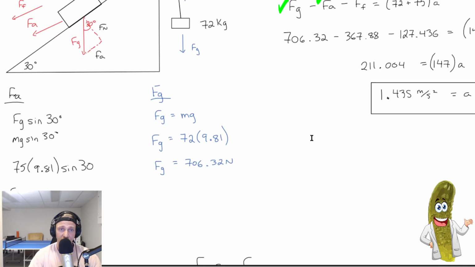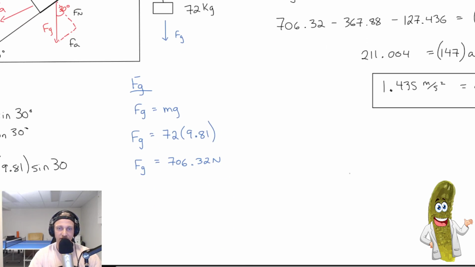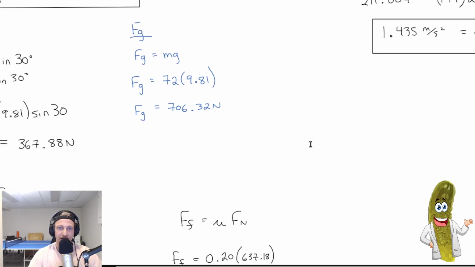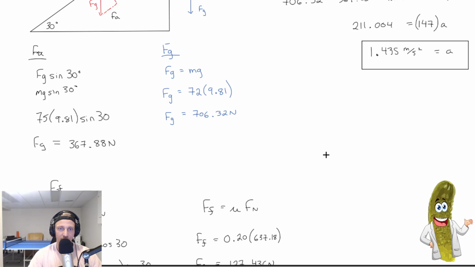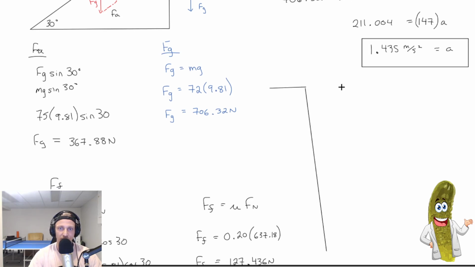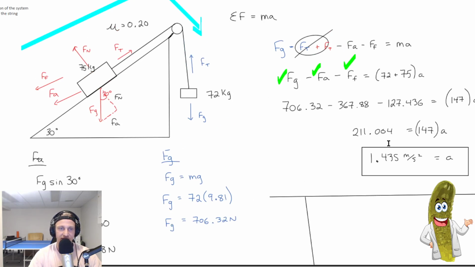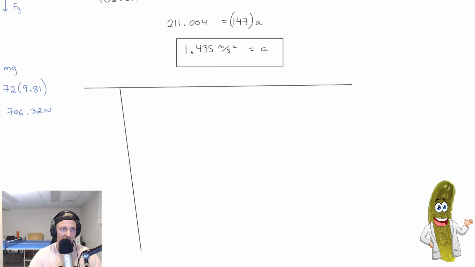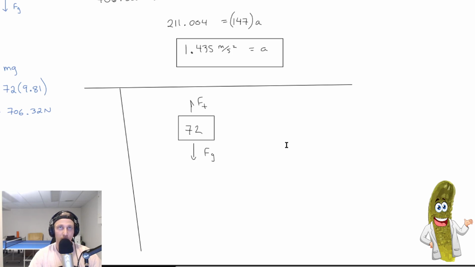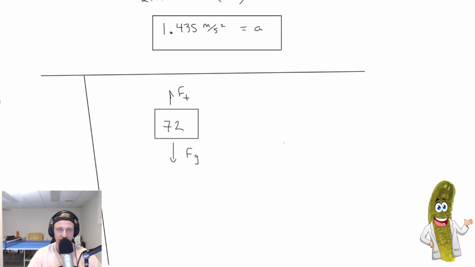Now, the last part of the question is that we need to solve for the force of tension. The easiest way to solve for the force of tension is to basically ignore everything that we have done over on this part here, except for the acceleration. So what we're going to do is we're going to focus in on that blue block over on the right, the 72 kilogram one, where we have the force of gravity and we have the force of tension. And what we're going to do is rewrite our equation. Sum of all forces is equal to mass times acceleration.